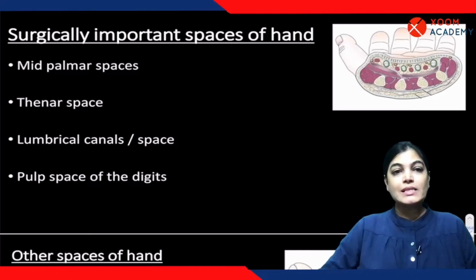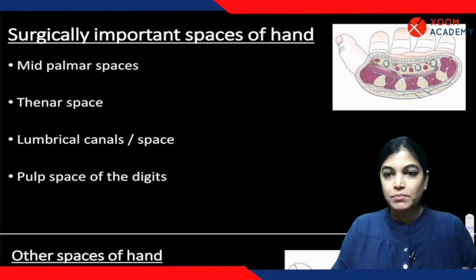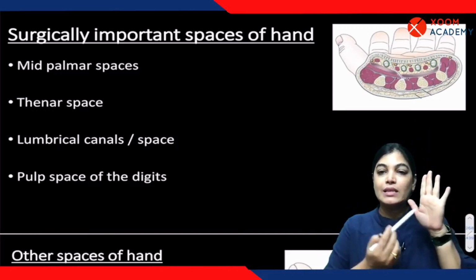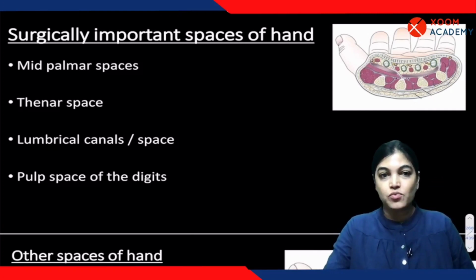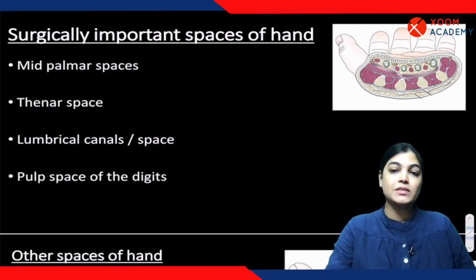Hello everyone. So let's start with the topic of surgically important spaces of the hand. In the normal condition there is no space of the hand, but when these spaces get infected, in case of any kind of infection formed in these spaces, pus fluid accumulates here, then these spaces become evident.